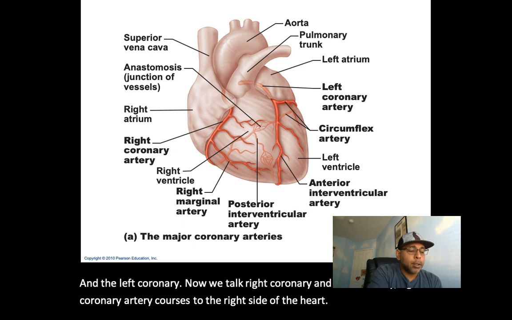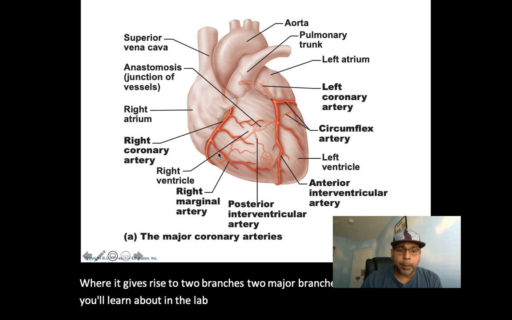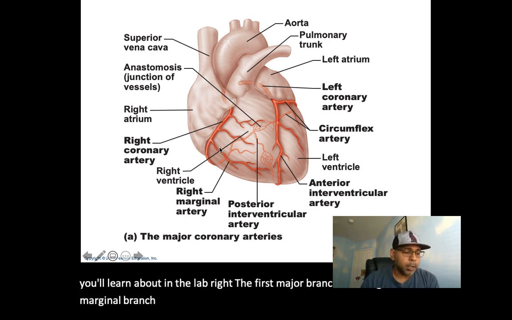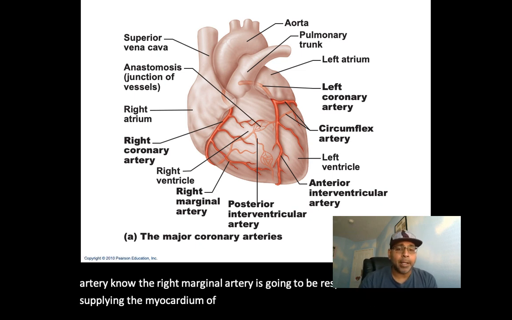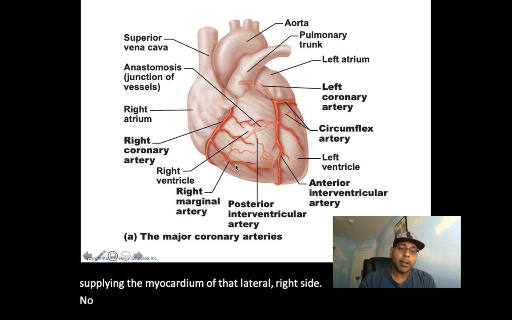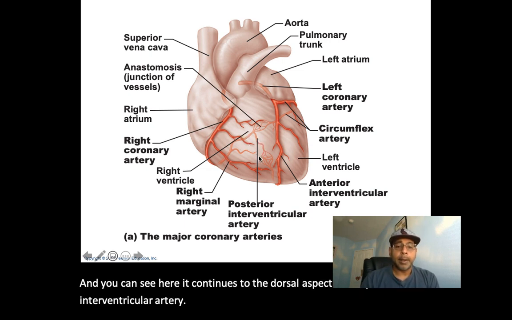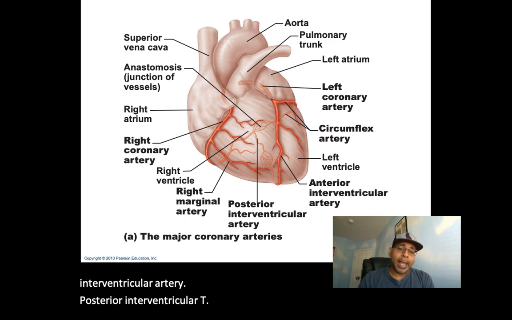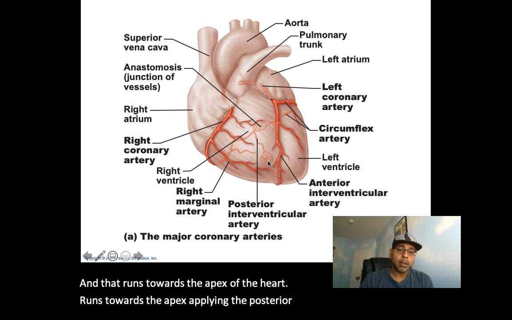where it gives rise to two major branches. There are more branches you'll learn about in the lab. The first major branch is the right marginal branch, the right marginal artery. The right marginal artery is responsible for supplying the myocardium of the lateral right side. And you can see here it continues to the dorsal aspect as the posterior interventricular artery. That runs towards the apex of the heart, supplying the posterior ventricular walls. It's a very important vessel there.